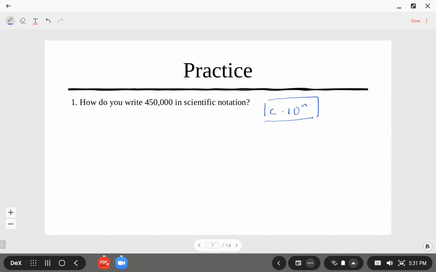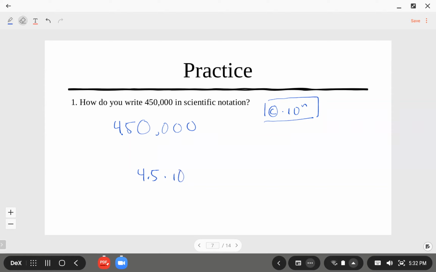So let's write 450,000, and these are the numbers that are not 0, okay? And can you turn this into a number that is between 1 and 10, right? How do you turn this into a number between 1 and 10? So you just move the decimal point over here to 4.5, okay? So you get 4.5, that will be C. And then that will be multiplied by 10 to an unknown exponent.